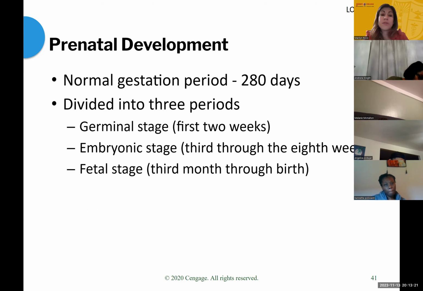Prenatal development. The normal gestation period is 280 days. It's divided into three periods: the germinal stage, the embryonic stage, and the fetal stage. The germinal stage is the first 2 weeks, the embryonic stage is the third through the 8th week, and then the fetal stage is the third month through birth.